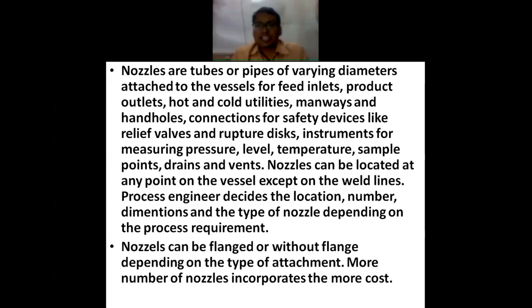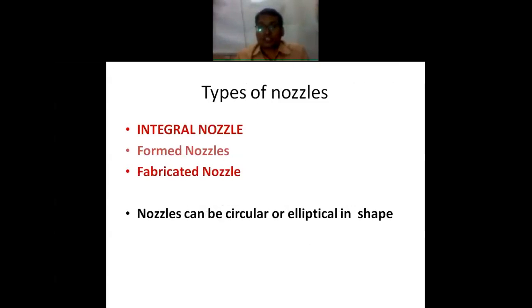So the process engineer, a chemical engineer, decides the type, diameter, and location of the nozzle. Nozzles can be flanged or without flange depending on the type of the attachment. More nozzles incur more cost. Now there are different types of nozzles.